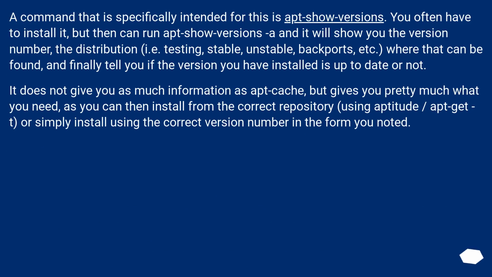A command that is specifically intended for this is apt-show-versions. You often have to install it, but then you can run apt-show-versions and it will show you the version number, the distribution, i.e. testing, stable, unstable, backports, etc., where that can be found, and finally tell you if the version you have installed is up to date or not.